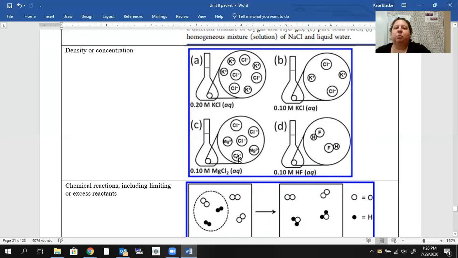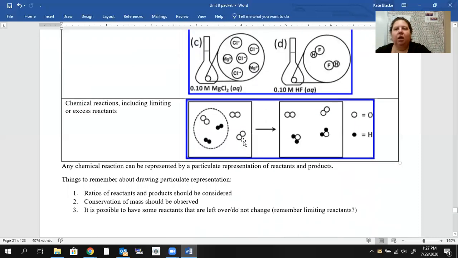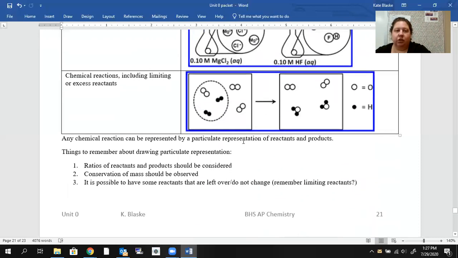I can also see whether something dissolves or doesn't dissolve. Magnesium chloride is going to be much more likely to be soluble in water, known as aqueous. Hydrofluoric acid, we will talk more about this later about why it doesn't dissolve, but it doesn't, so we can represent that as showing that hydrogen and that fluorine together versus the magnesium ions and the chloride ions being separate from each other. That shows us that it has dissolved. We can also represent chemical reactions.